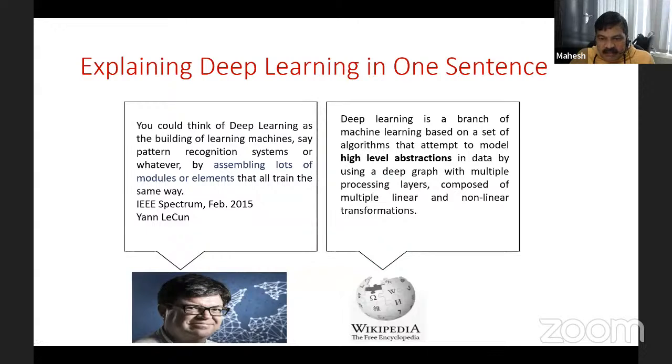There are very standard definitions given by a few people. One of them is Yann, who is IEEE Spectrum editor. So he said you could think of deep learning as building machine learning machines, say pattern recognition systems or whatever, by assembling lots of modules or elements that are trained the same way.